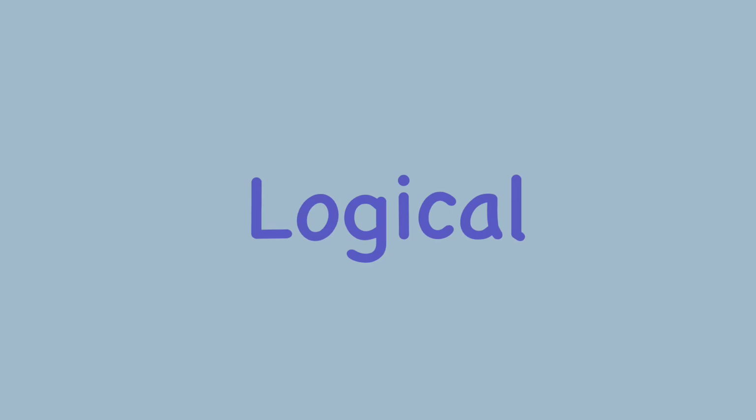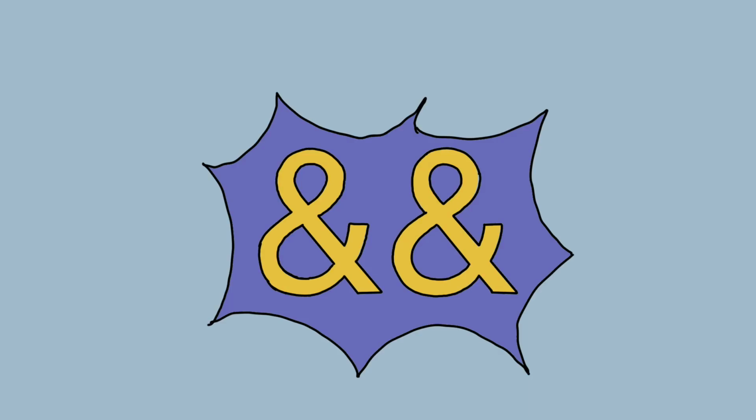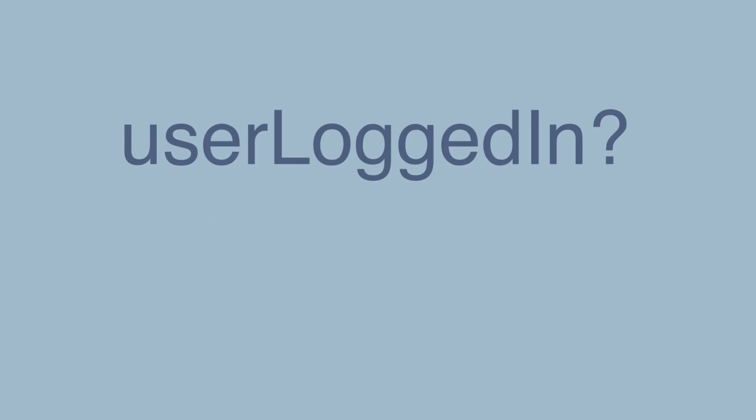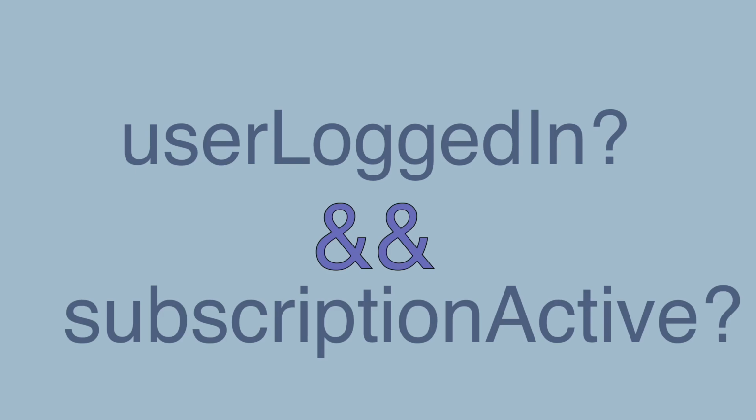Then we've got logical operators, the ones that combine conditions. Double and sign means and, double lines means or. An exclamation point means not. So if you want your code to check multiple things at once, like is the user logged in and is their subscription active, these are your tools.